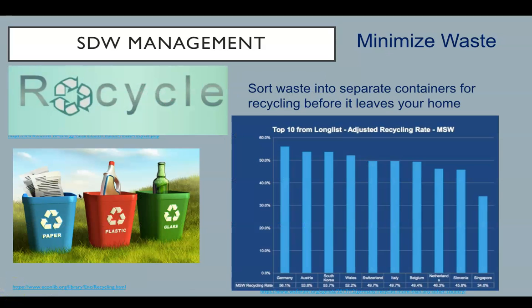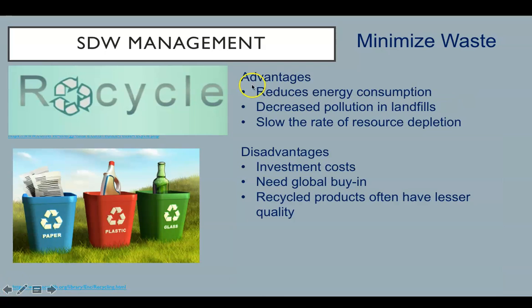Recycling involves sorting waste into separate containers for recycling before it leaves your home. Germany has the best recycling rate in the world. Austria comes in second, followed by South Korea and Wales. All 4 countries manage to recycle between 52 and 56% of their municipal waste. Switzerland, 5th in place, recycles almost half of its municipal waste.